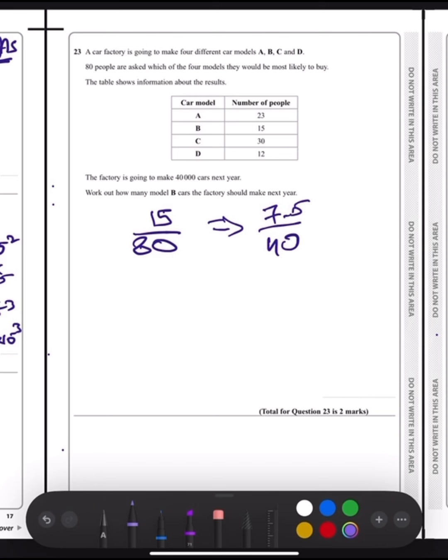So here what we really did, because we had 40,000 for next year and they were asking for B, we simply took firstly 15, like from B we took 15 as the number of people. So we wrote 15 and then we wrote 80, because the total number of people who were most likely to buy were 80. So we wrote 15 over 80 as a probability. And then after that, to convert it, we wrote it into a fraction of 40. So we simply can do divided by 2. So we get 80 divided by 2 is 40, and 15 divided by 2 was 7.5.